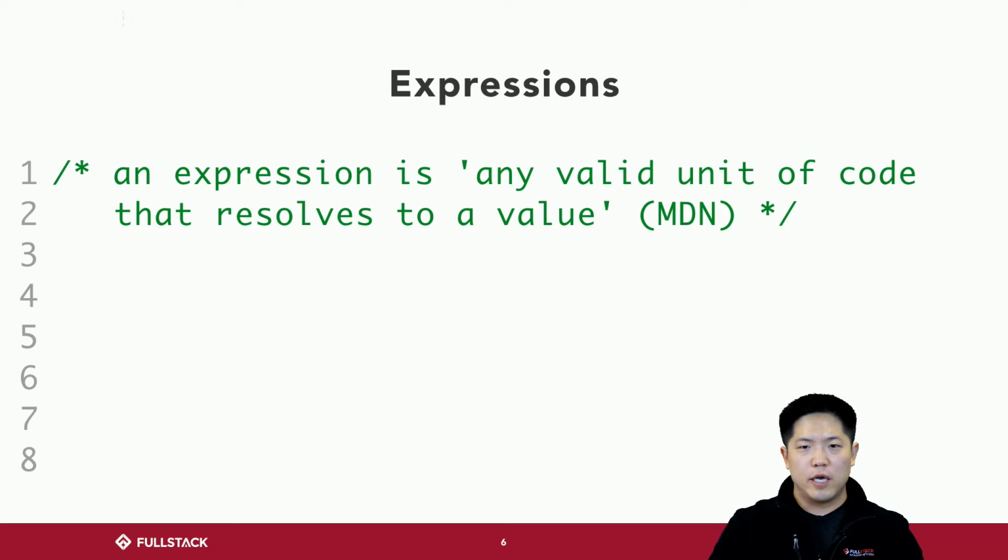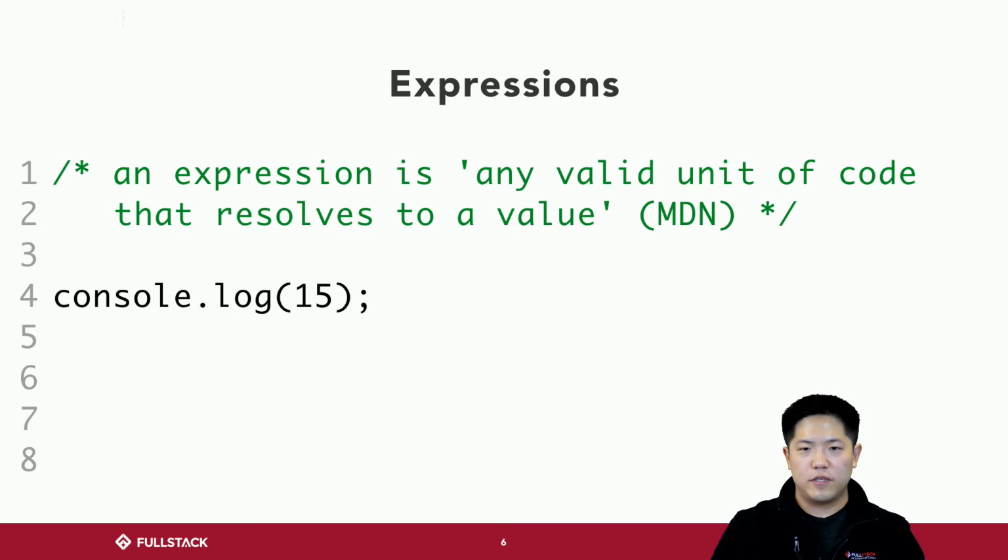You'll see here the definition is any valid unit of code that resolves to a value, and that's from MDN. MDN is the Mozilla Developer Network. It's a great set of documentation. If you look for MDN, you'll see it in a lot of the documentation searches that you do.